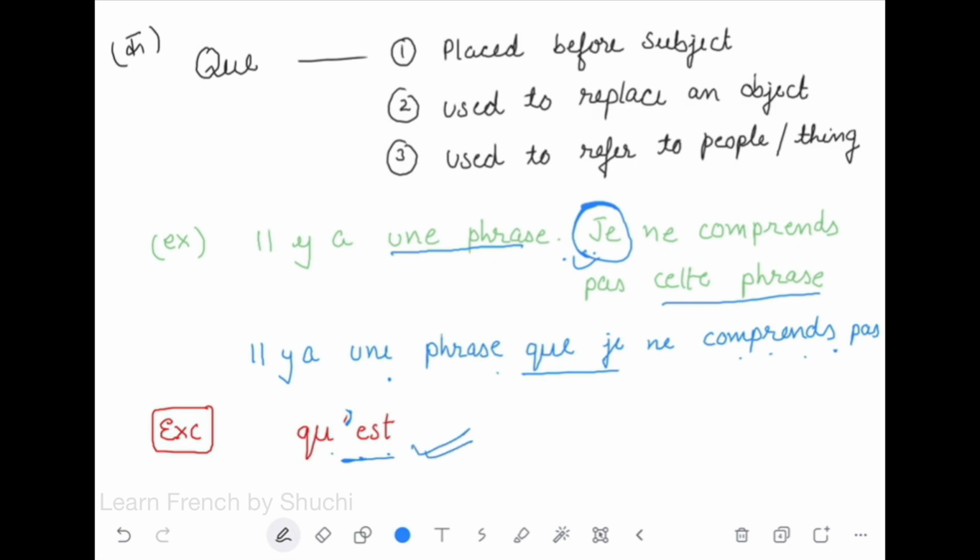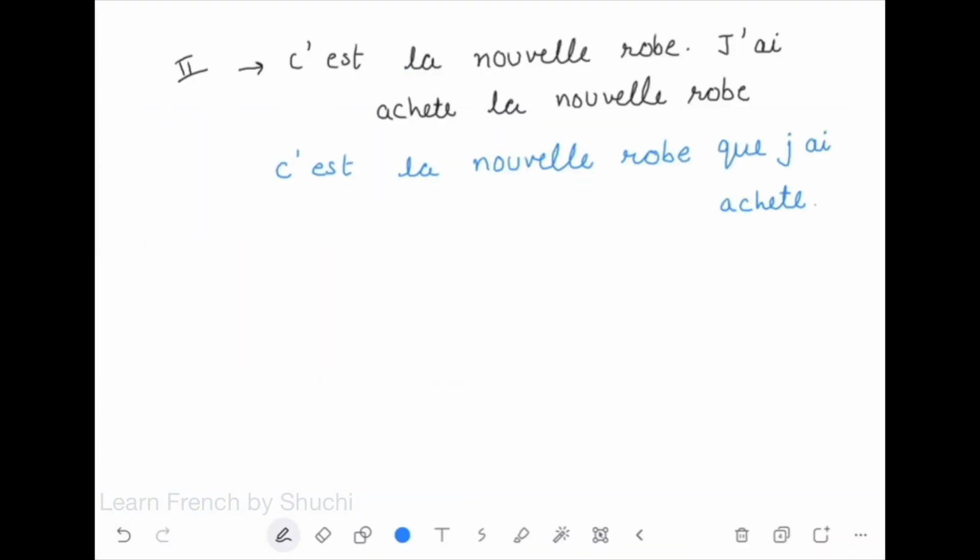Now the next example. This is the new dress. I have bought the new dress. Right? And here also we have to replace an object. The object is the new dress, right? And the second condition is what? We always place it before the subject. So this condition is satisfied with que. So the answer will be: this is the new dress that I have bought.